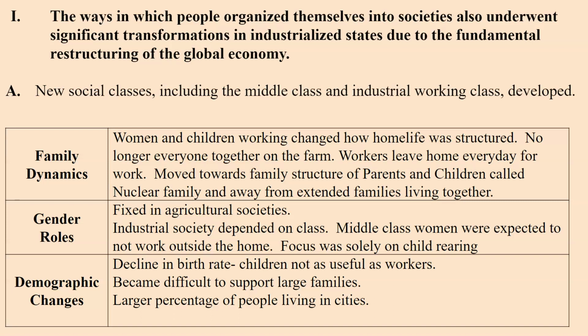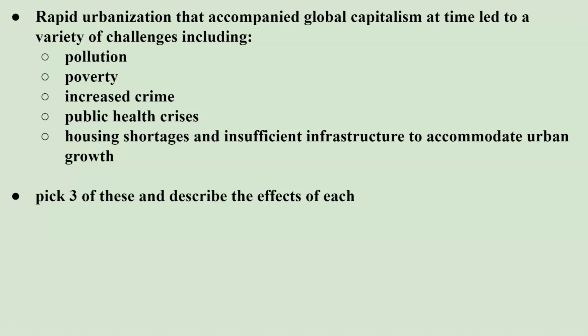And then finally, the demographic change, the decline in the birth rate, because children, you don't need as many to work on the farm, so you don't have as many. It also becomes more difficult to support these large families, and the larger percentage of the people live in the cities. Okay. Last thing is just a kind of recap.